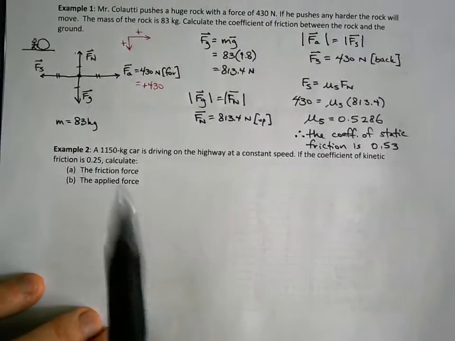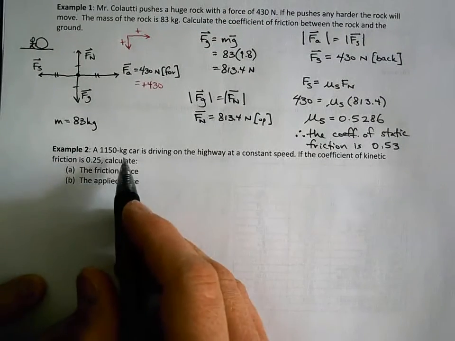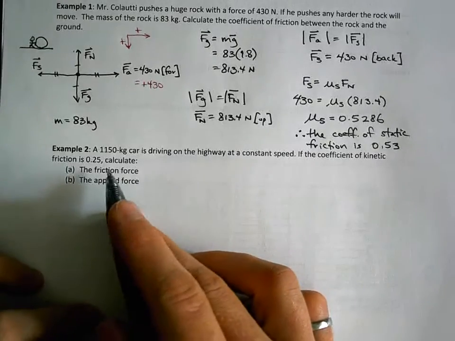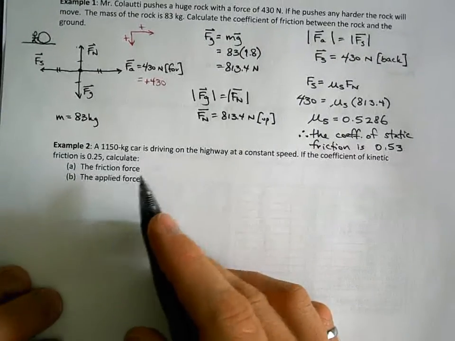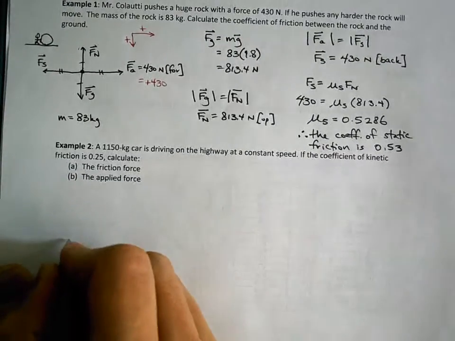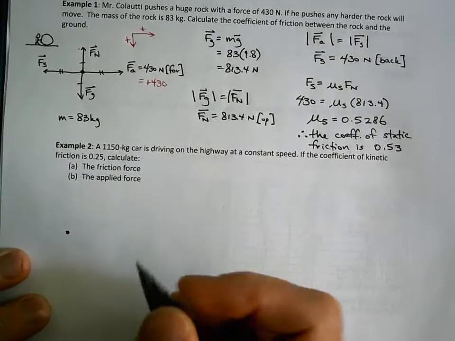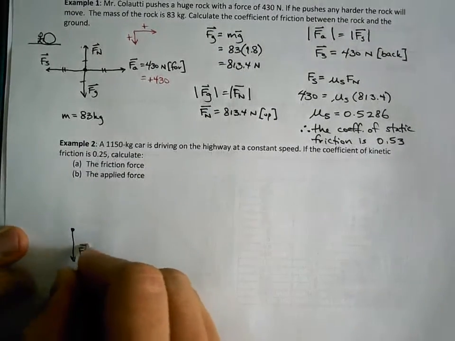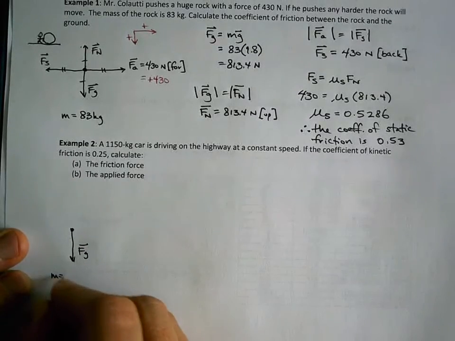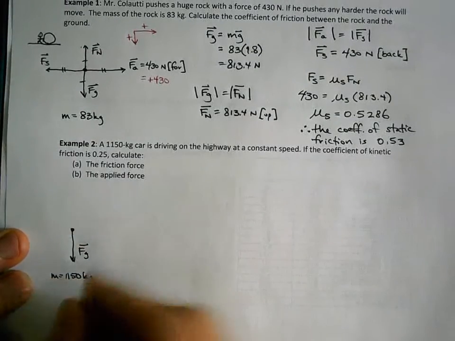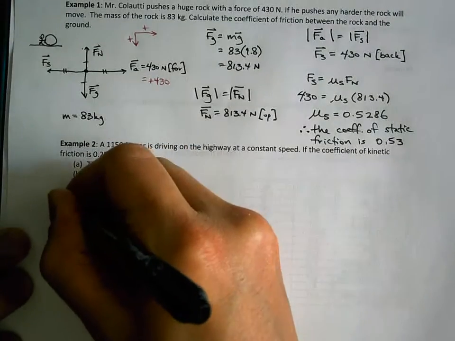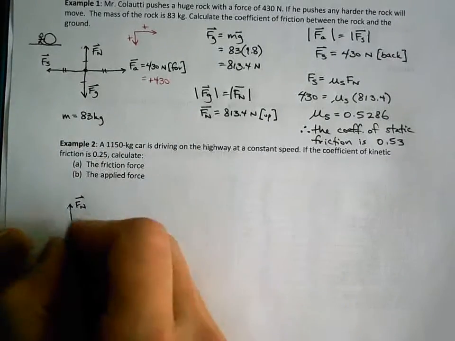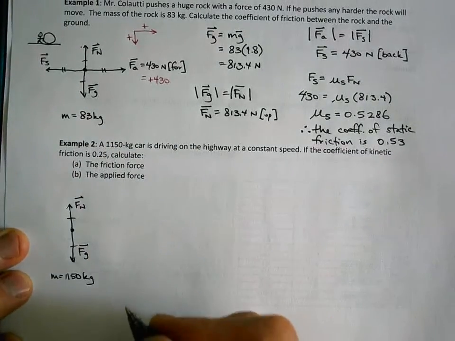Okay, question 2. A 1,150 kilogram car is driving on the highway at a constant speed. If the coefficient of kinetic friction is 0.25, calculate the friction force and the applied force. Always helps to draw a free body diagram for any question you have in these chapters. The first thing we know is there's a force of gravity acting on the car. We know the car is 1150 kilograms. There's also a normal force that balances that. Again, I could put the little marks there to show that they're the same length.